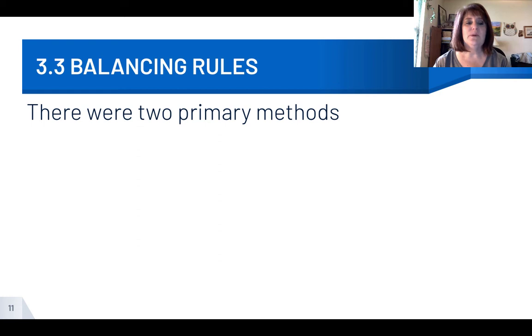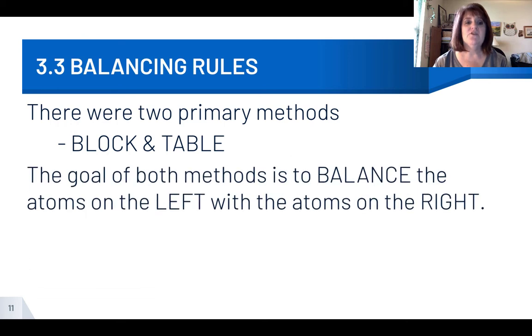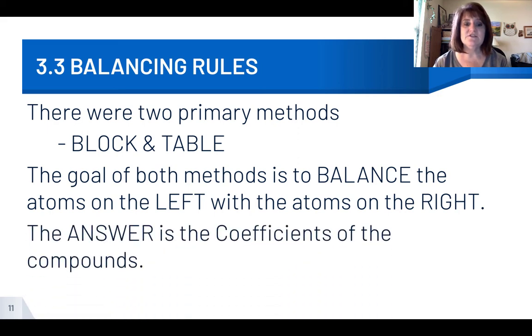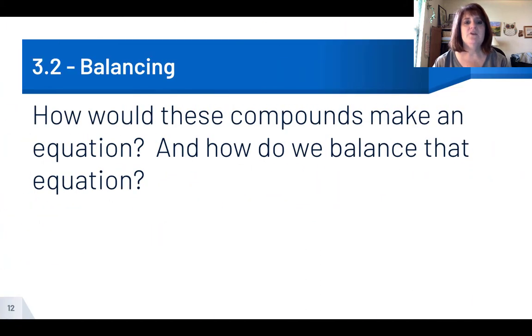Then we got into 3.3, that was balancing, and there are two primary methods, block and table. The goal of both methods is to balance the atoms on the left with the atoms on the right. The answer is the coefficients of the compounds, not the number of atoms that you end up with. So how would the ones that we've been using as examples go together, and how do we balance that equation?